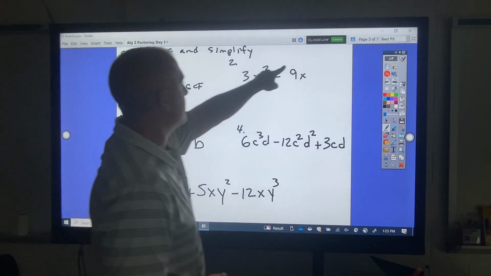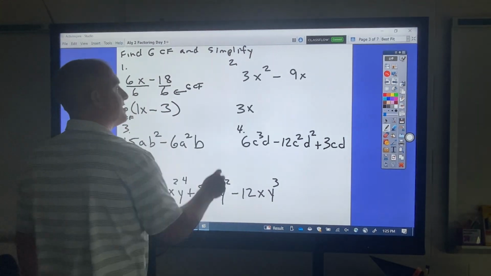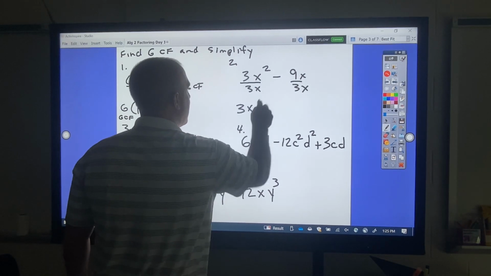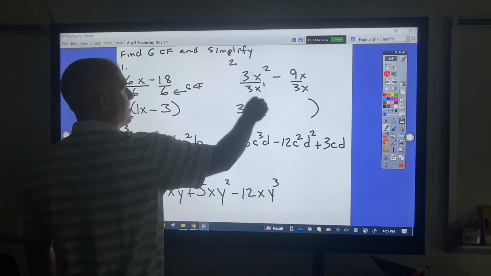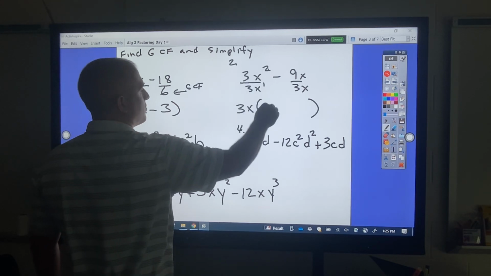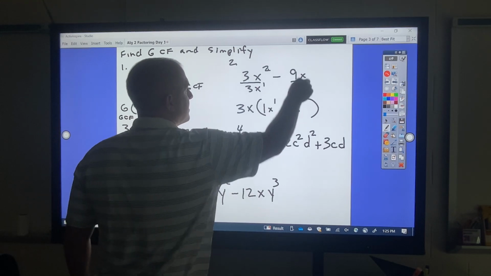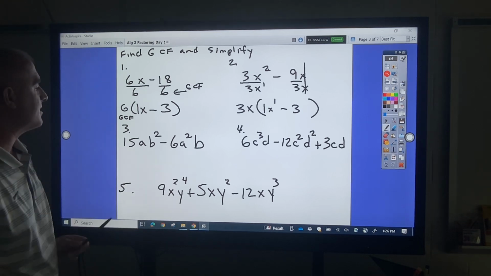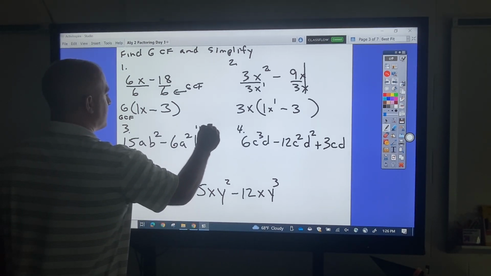All right, biggest number that goes into 3 and 9 would be 3. They both have an x, so that's an x GCF. Okay, now, when you go to divide that, okay, do the subtraction of exponents. 3 divided by 3 is 1. 2 minus 1 would be 1. Minus 9 divided by 3. Since those are the same, they just go away. And so now that's simplified. All right. Biggest number that would go into 6 and 15. All right. Well, 6 has the factors of 1, 2, 3, and 6.